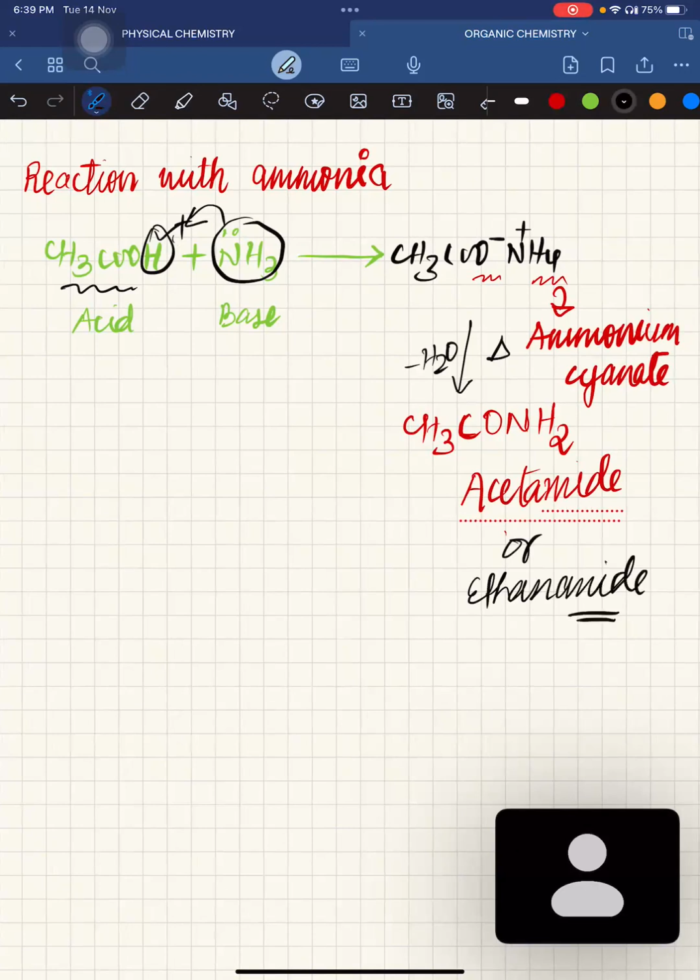So I hope it's clear. So basically, carboxylic acid will give H plus, and that H plus will react with ammonia to form NH4 positive, the ammonium ion, and then this carboxylate anion will be in bond with NH4 positive. The bond will be purely ionic.